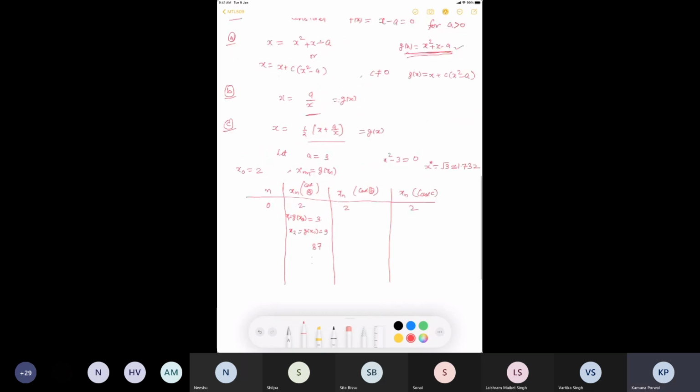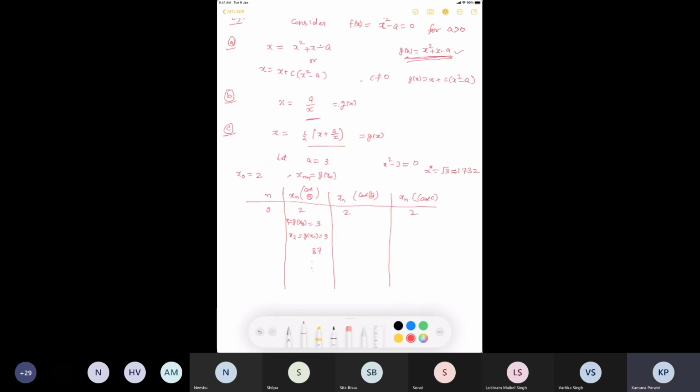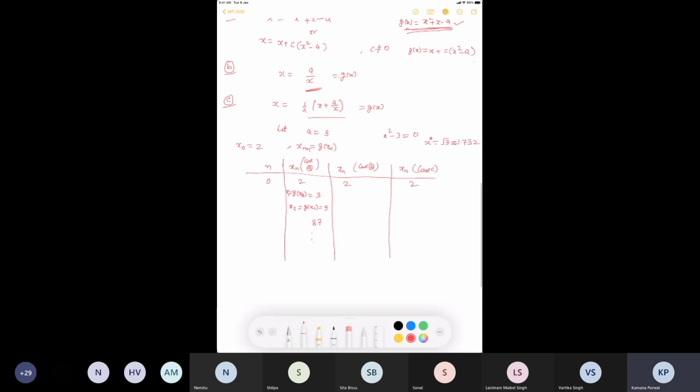Now you use the g(x) given by case B. So here x1 is going to be g of x0. So x0 is 2, so you can simplify this. This is going to be 1.5, and likewise you can compute the other entries. So this will be 2 again, and this will be 1.5 again, and this way you will get the sequence.